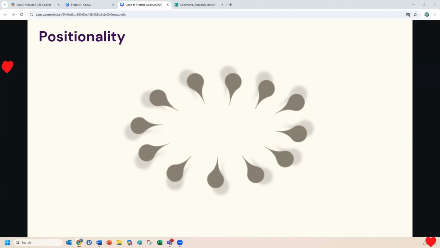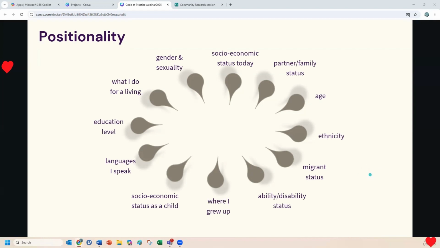A lot of you will have come across this term of positionality, which is who am I as a researcher? What do I bring, not just in terms of skills, knowledge and ability to do research tasks, but as a person? So just as a quick exercise, some of the things which may be relevant are your gender and sexuality, partner and family status, age, ethnicity, migrant status, and of course it all relates to what your project is. But there are things which have influenced the way you think, what you bring to bear, and how you relate to the communities that you're working with.